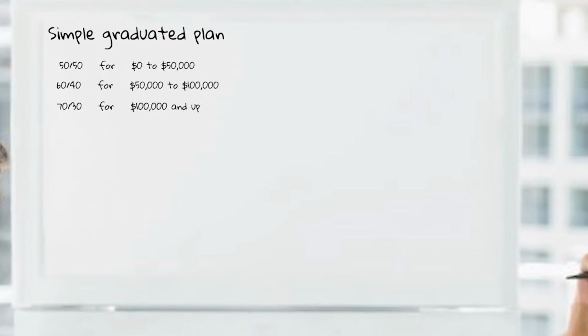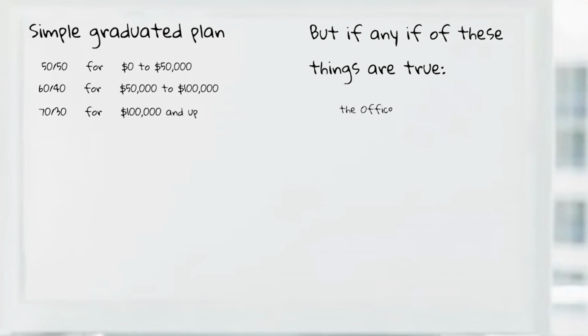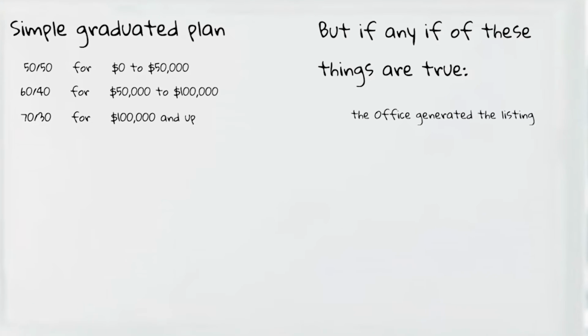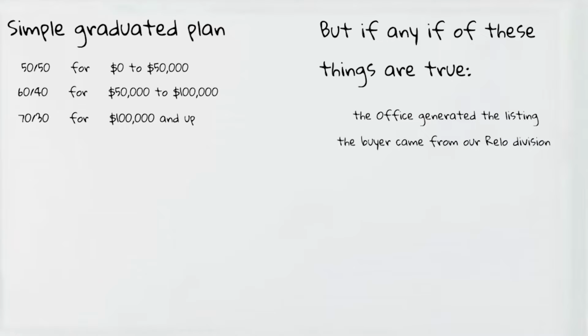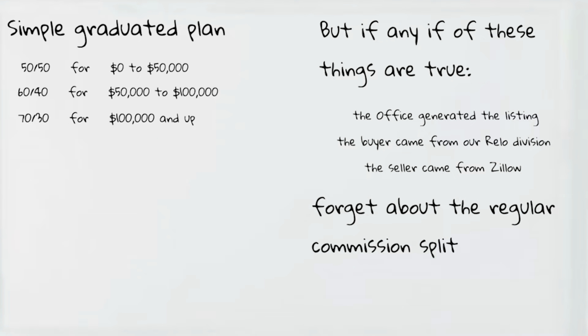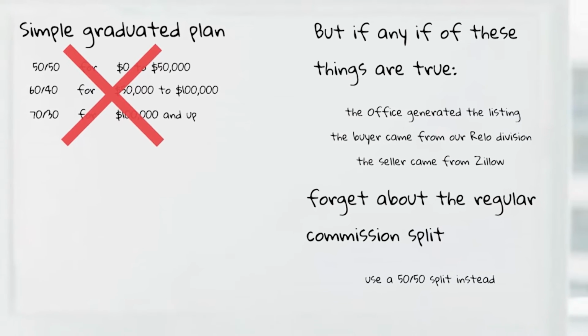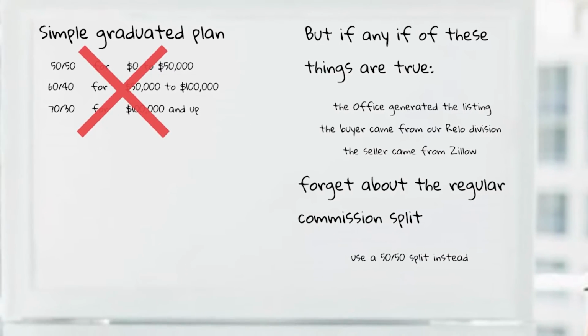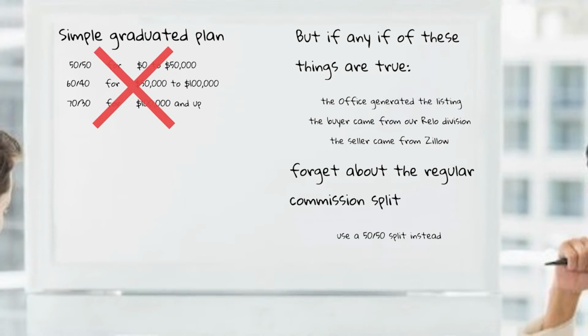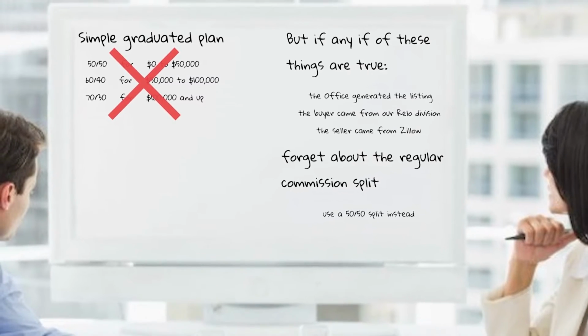You could also have a rule that says, if the office generated this lead, or if the lead came from the reload division, or if the source of the seller was Zillow, then on those deals, we ignore the agent's regular commission plan and just close these deals on a 50-50 split. Additionally, we can set up that these office-generated leads do not count towards the agent basis and do not move them up the graduated scale.